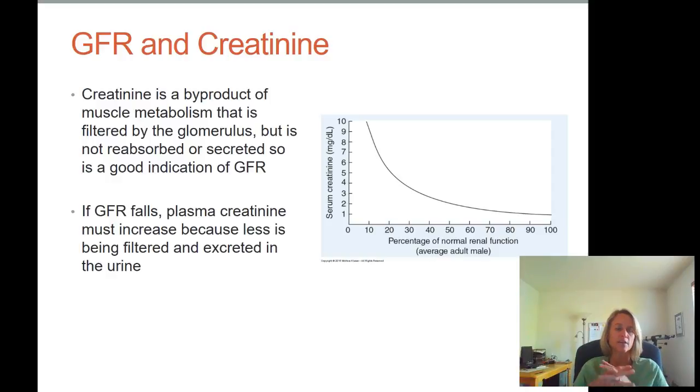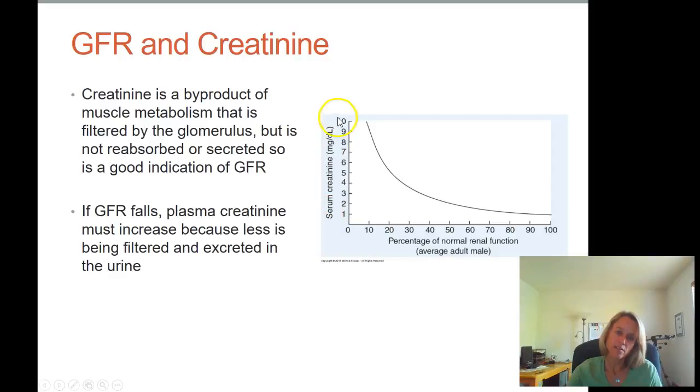So let's look at GFR and blood levels of creatinine, because creatinine is a great way to track kidney disease. So once again, creatinine is that byproduct of muscle metabolism. It is filtered by the glomerulus, but it's not reabsorbed or secreted. So it's a really good indication of filtration only. But it does vary between people, as I mentioned. So it's better at tracking kidney function within a person rather than between people.